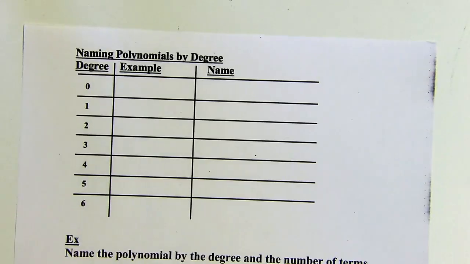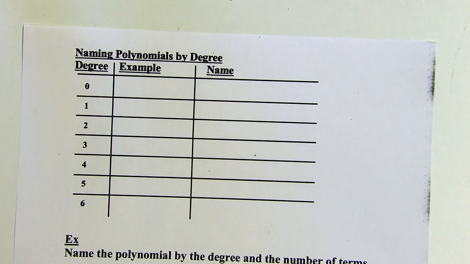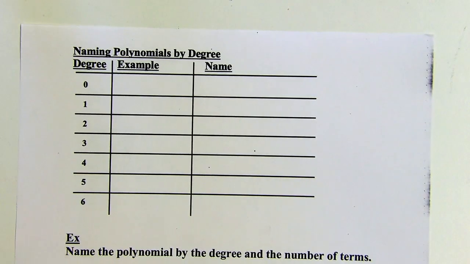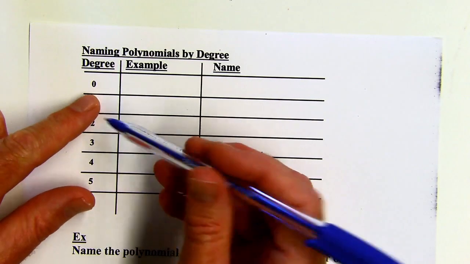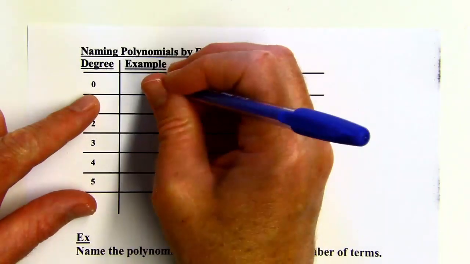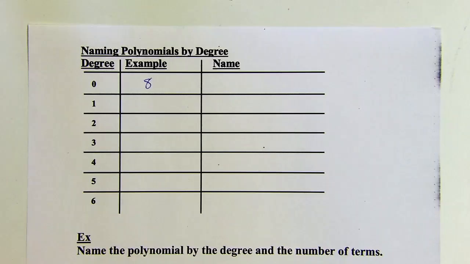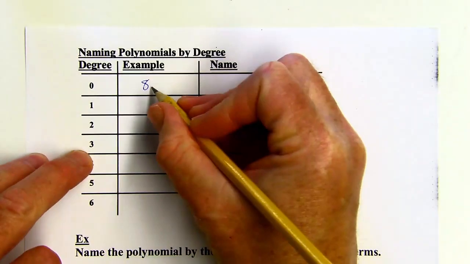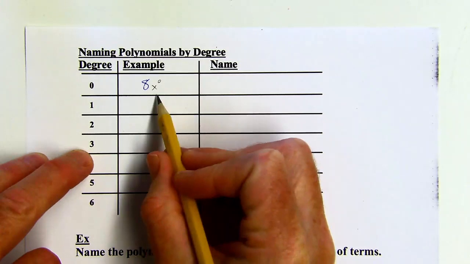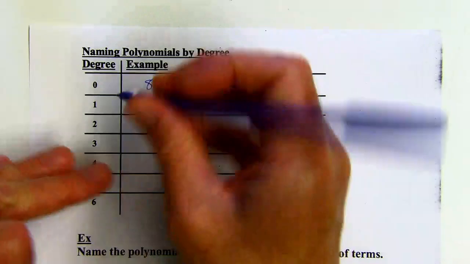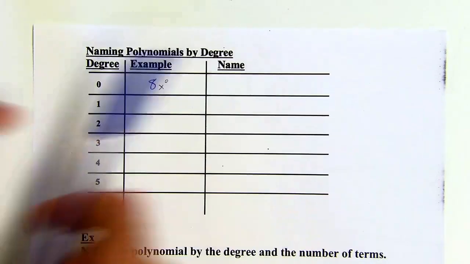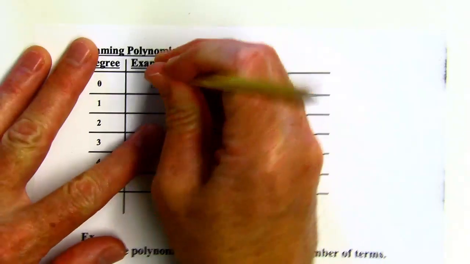All right, let's look at naming polynomials. There's different ways to name them. One way to name them is by their degree. So a 0th degree polynomial would just be a number, like the number 8, because I could think of that as 8 times x to the 0th. x to the 0th equals 1, so that means, yeah, just 8, right? So I'll just erase that so it's not confusing.